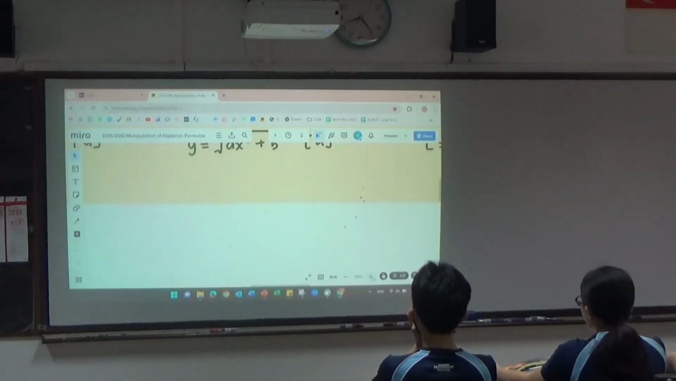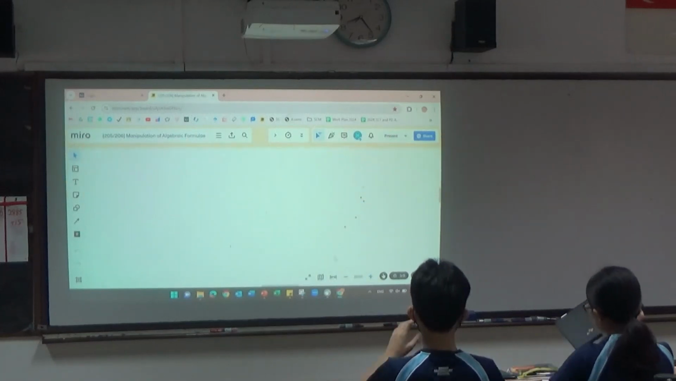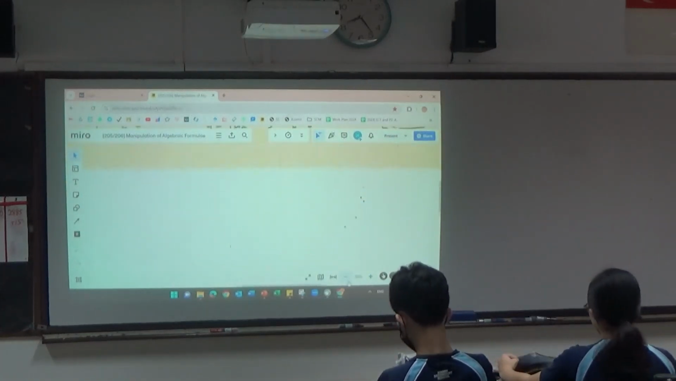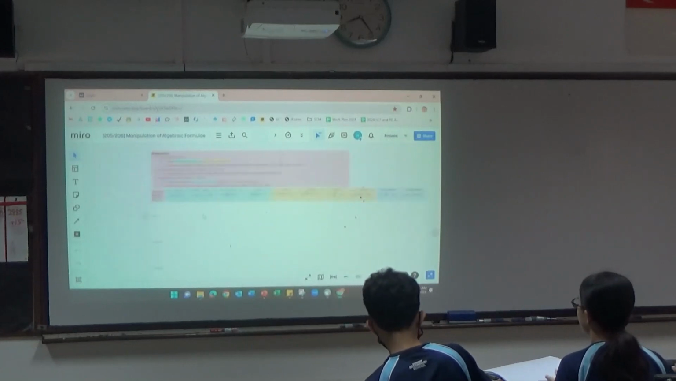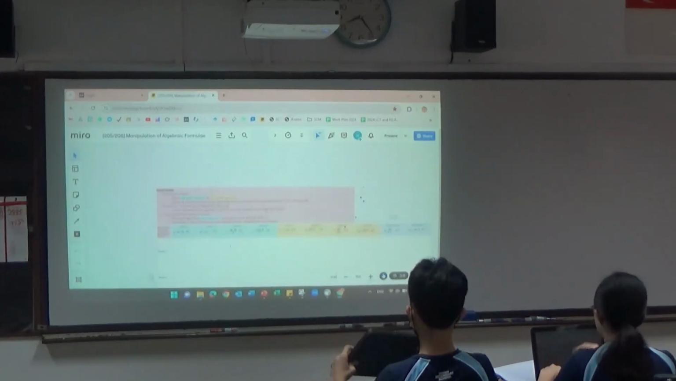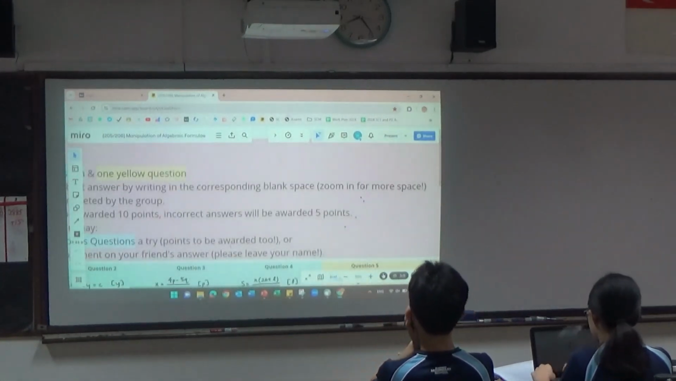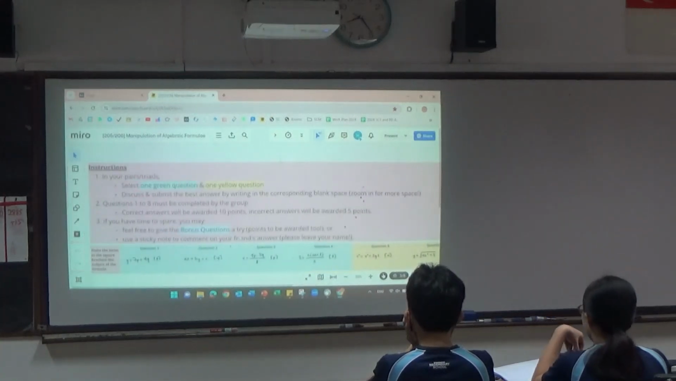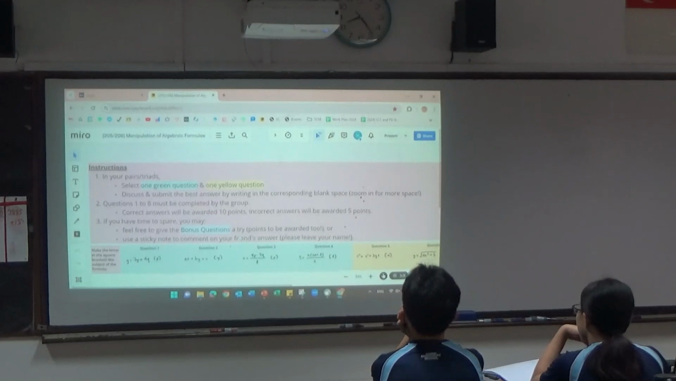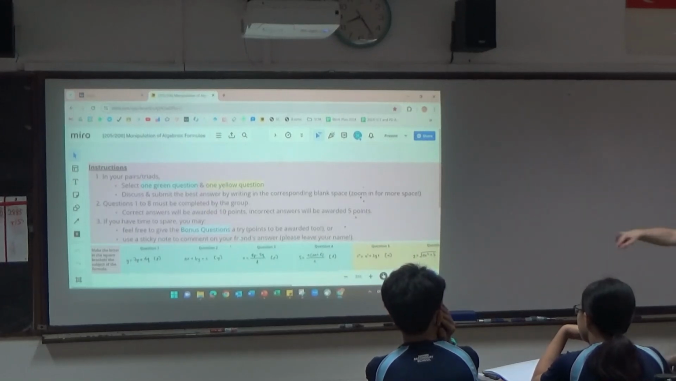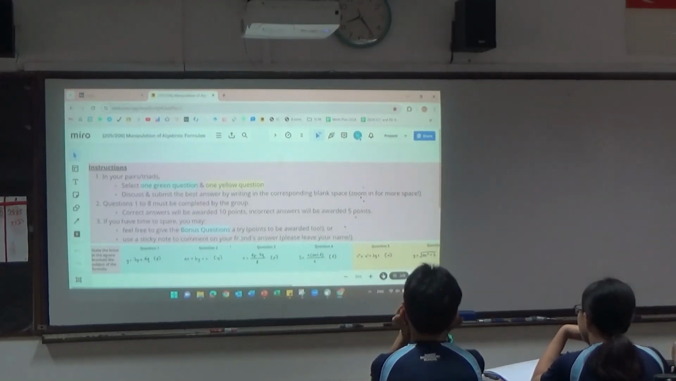Okay, you can zoom it in as large as you need it to be. Alright? So what I need you to do today, later on, listen first, no hurry. Later on in your pairs or triads, meaning in your own row that you're seated in, either in pairs or groups of 3, select one green question and one yellow question.